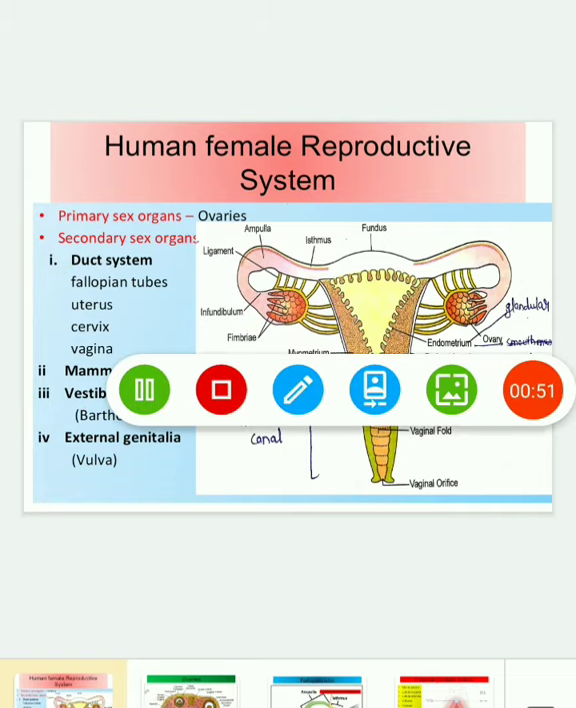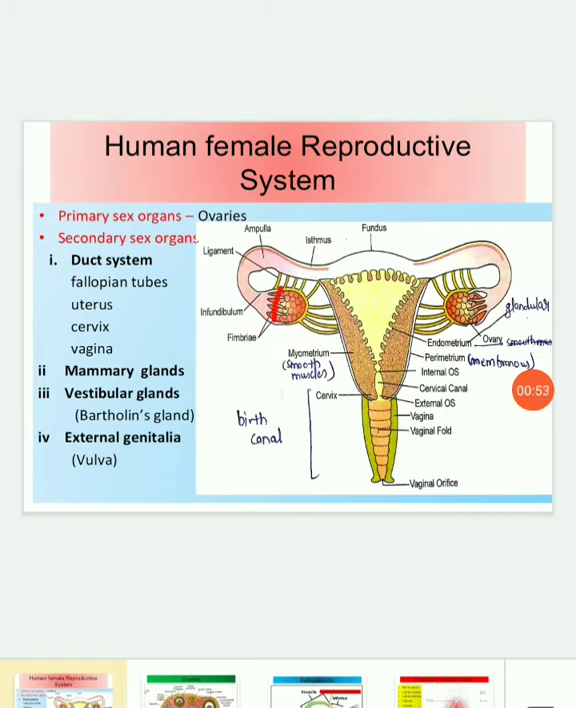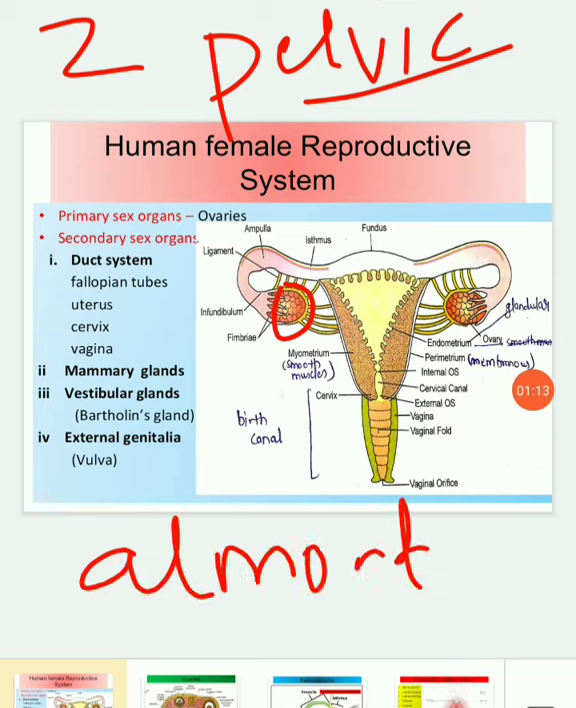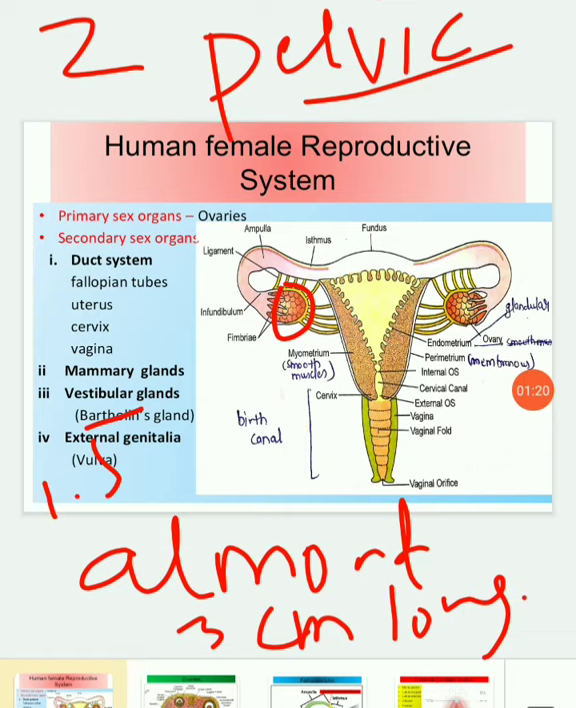Okay, so let's understand the first one, the ovary. Let's have a look at the ovary. You can see over here the ovaries, they are 2 in number. This whole reproductive system is present in the pelvic cavity, or you can say the pelvic region. The ovaries are oval or almond like, around 3 centimeter long, 1.5 centimeter broad and 1 centimeter thick. So this is the total dimension of the ovary.